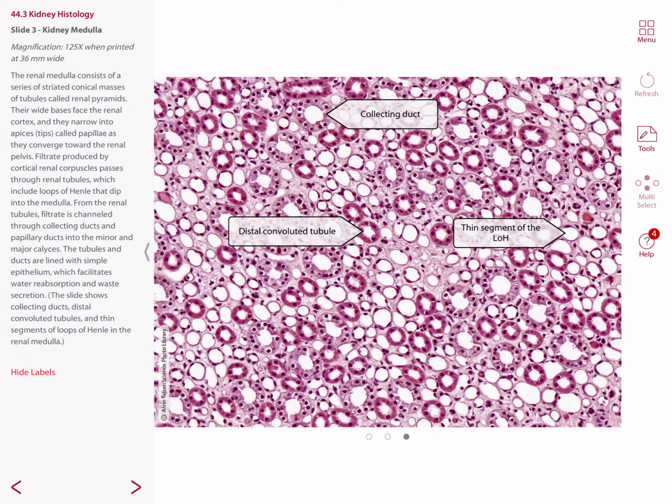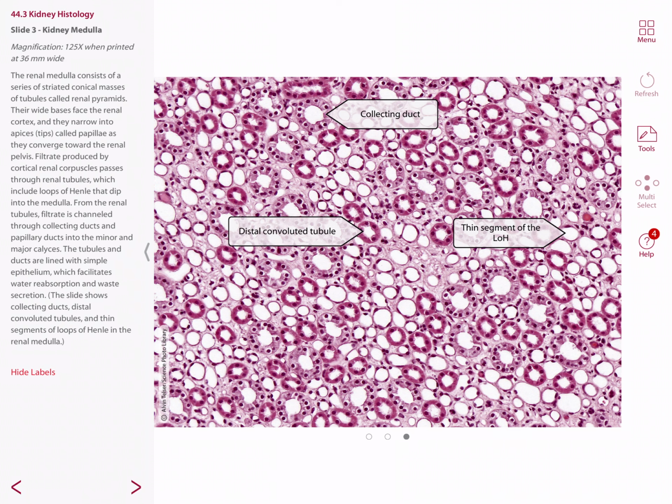So there's the collecting duct up top. Again, that's where all of these are dumping into. So there's one collecting duct for many of those glomeruli with the proximal convoluted tubule, the nephron loop, and the distal convoluted tubule dumping into it.